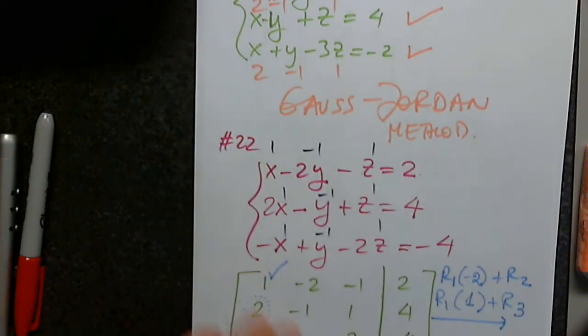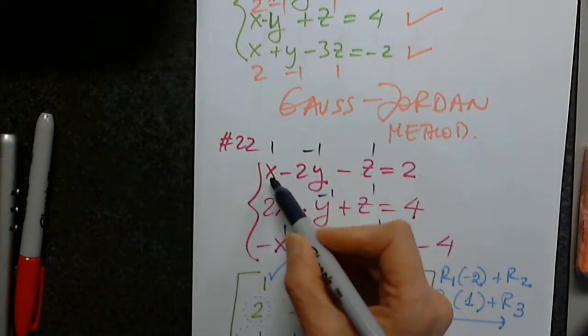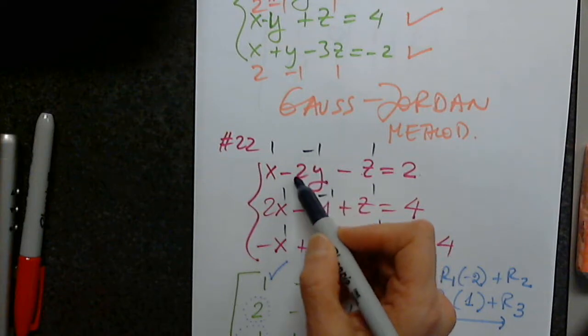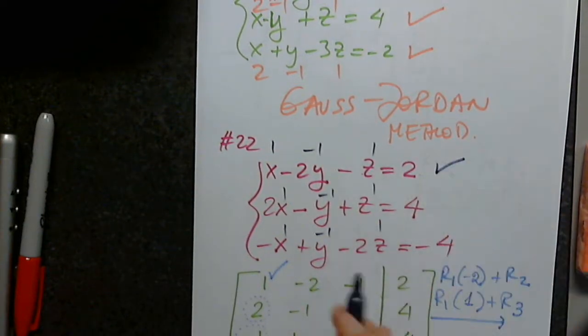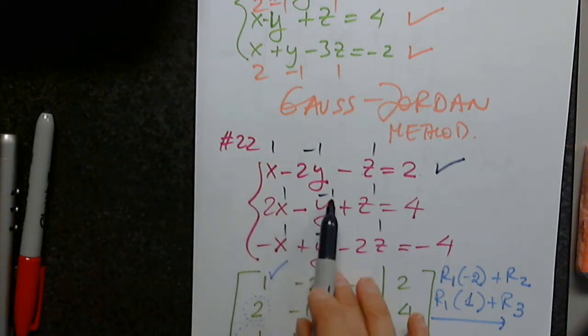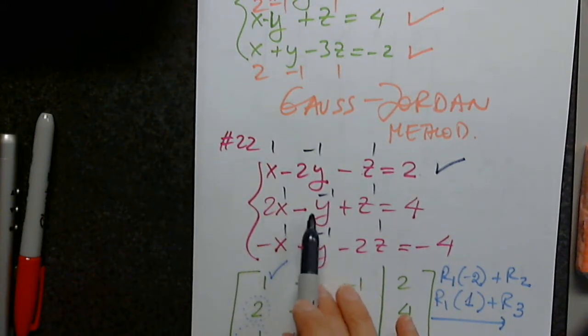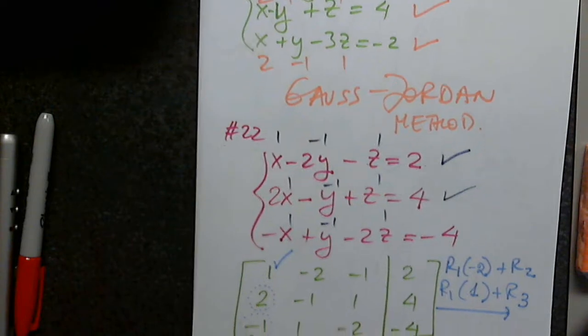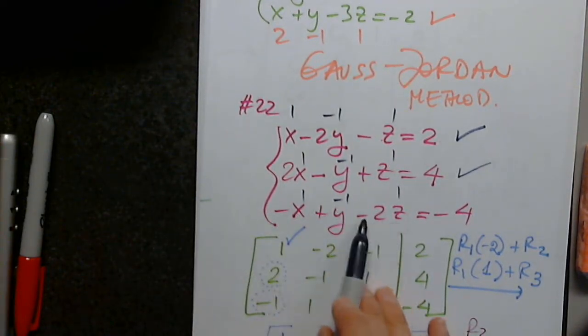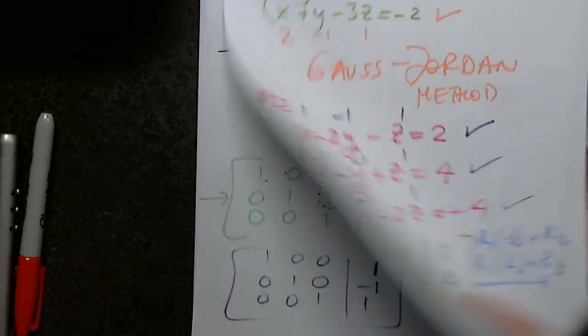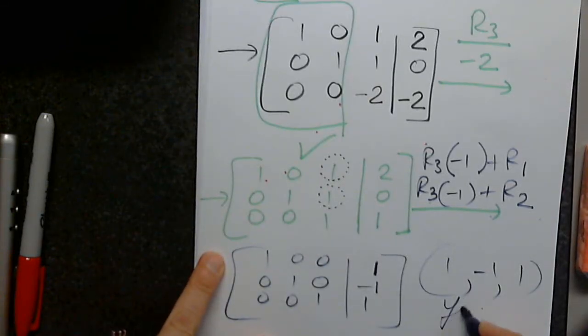Okay, so let's check. 1, and this is 2. 1 plus 2 is 3. 3 minus 1, 2. 2 plus 1, 3. 3 plus 1, 4. Negative 1 minus 1 is negative 2, minus 2, minus 4. And now I can say yes.